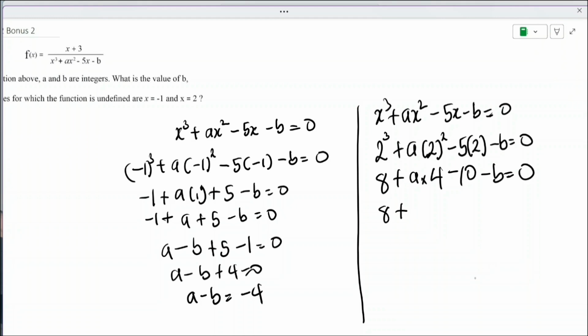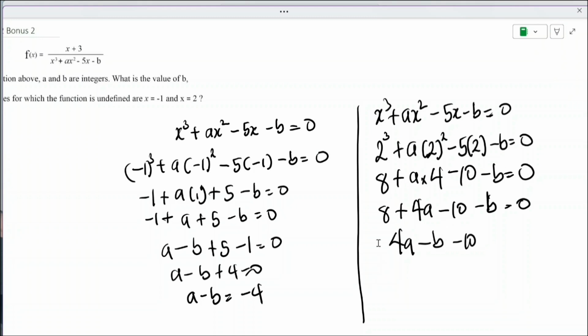8 plus a times 4 is 4a. That's just algebra. Minus 10 minus b equals 0. We collect like terms. 4a, this 4a has a positive, and since it's starting, you can ignore writing the positive. Then you have minus b minus 10.